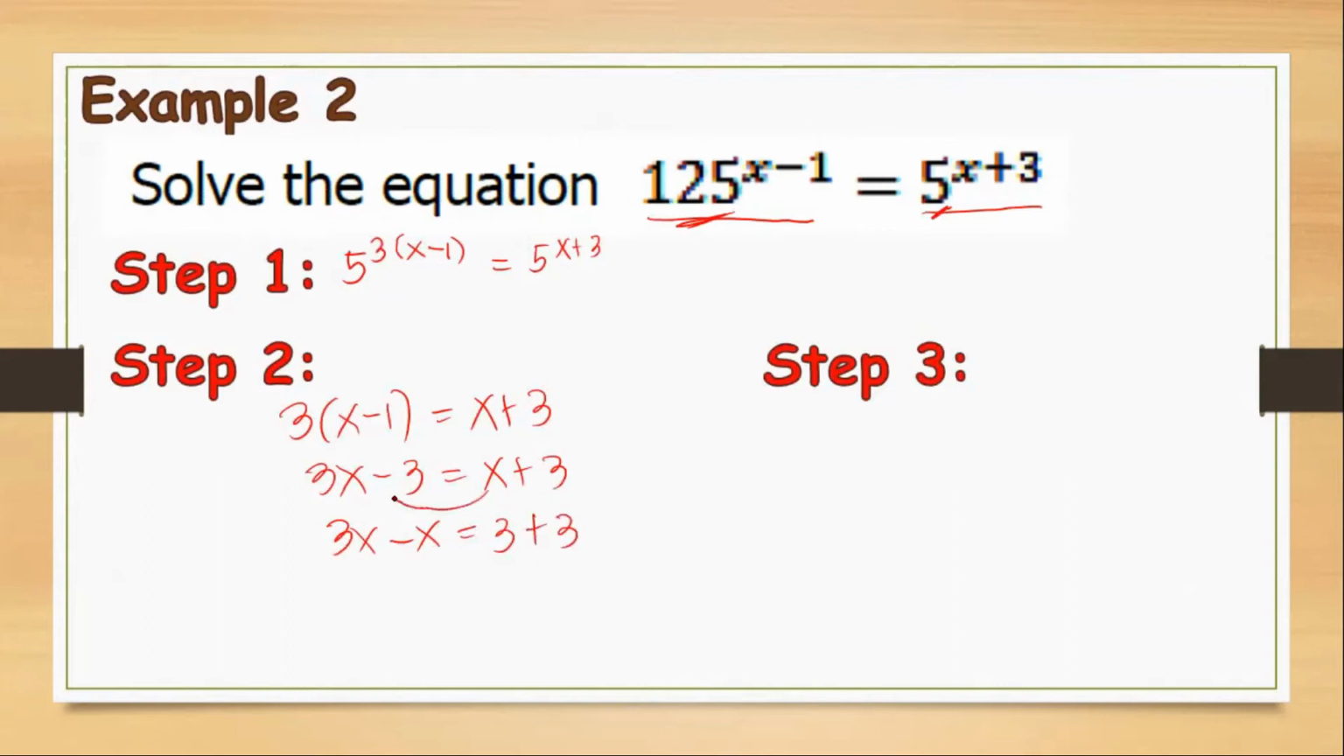Okay, you transfer x to the left, that becomes negative x, and you transfer negative 3 to the right, that becomes positive 3. So 3x minus x equals 2x, and 3 plus 3 equals 6. 2, divide both sides by 2, therefore our x is equal to 3. This will be the answer for our exponential equation. Step 3, let us check it.